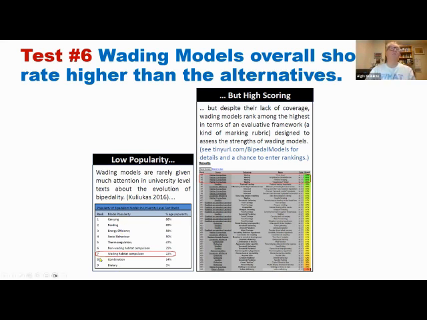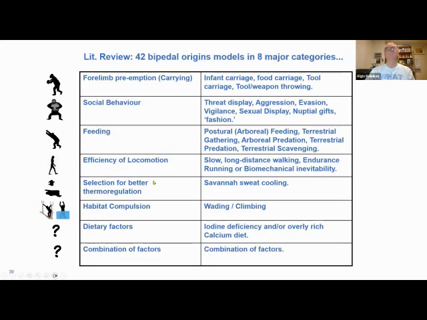The wading models are very low in popularity in textbooks. Only about 1 in 5 human evolution textbooks mention it, and they don't give it very much credit. It's usually at the end of the list. But if you analyze the actual quality of the model, the wading models, I think, are by far the best. There are loads of different ideas of bipedal origins, and you've probably heard of all of these.